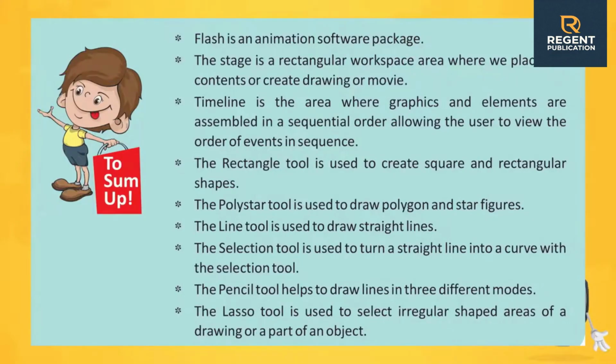The rectangle tool is used to create square and rectangular shapes. The polystar tool is used to draw polygon and star figures. The line tool is used to draw straight lines. The selection tool is used to turn a straight line into a curve. The pencil tool helps to draw lines in 3 different modes. The lasso tool is used to select irregular shaped areas of a drawing or a part of an object.